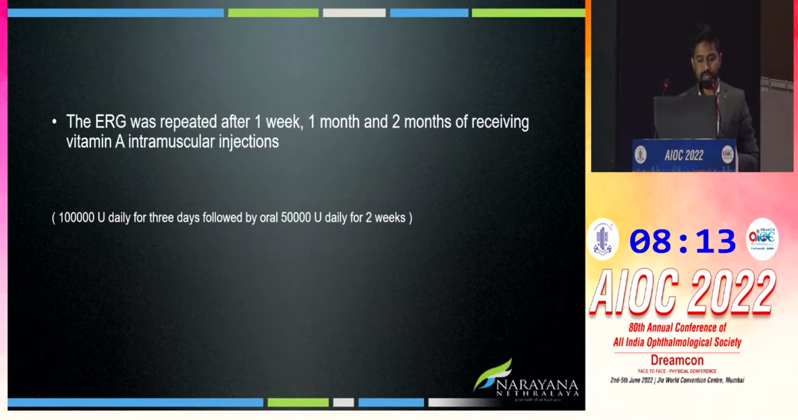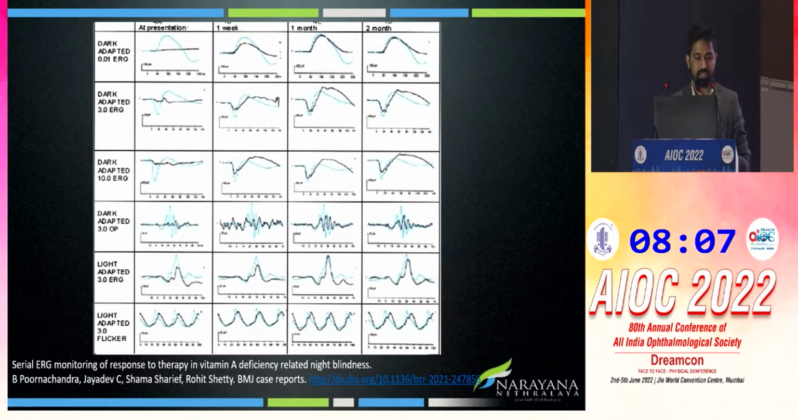The ERG was repeated after 1 week, 1 month and 2 months after receiving an intramuscular dose of vitamin A. So this is the serial ERG monitoring from the presentation. If you just look at the dark-adapted responses, by the end of 2 months, it became normal. So there are some avoidable, treatable causes of night vision problems. You need to pick them up. Especially in a patient around 46 with chronic alcohol use, if you see a tinge of icterus in the sclera, you need to suspect these kinds of changes. If in doubt, get an ERG done.